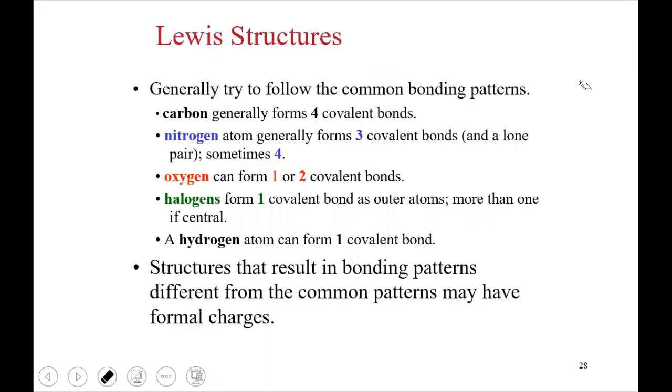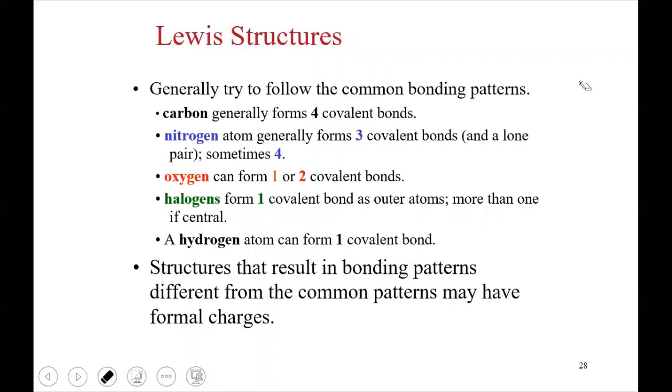Nitrogen generally has 3 covalent bonds coming out of it. Every now and then it'll have 4, even though it'll put a formal charge on the nitrogen, but it happens. Oxygen, you'll typically see either 1 or 2 lines coming out of it. So, that could be a single bond or 2 single bonds or a double bond. Typically, those are the scenarios for oxygen.